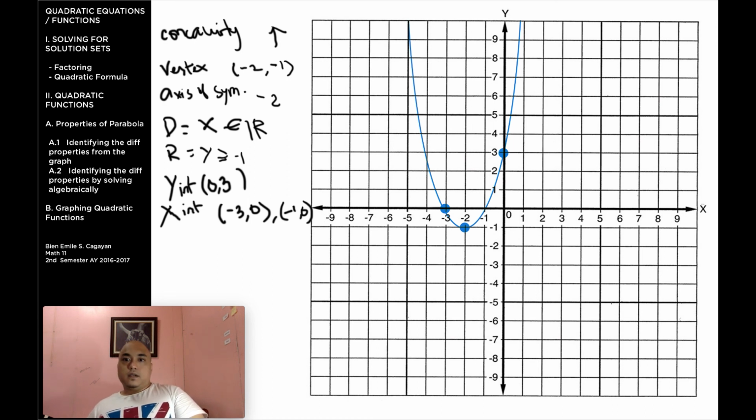Now, I hope you learned a lot of things from our discussions on quadratic equations and functions. First, solving solution sets, and second, quadratic functions, graphing them and noting their properties.